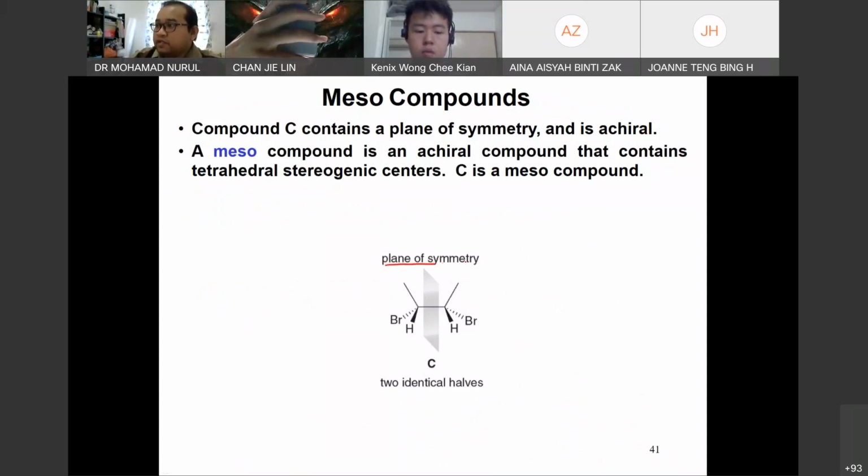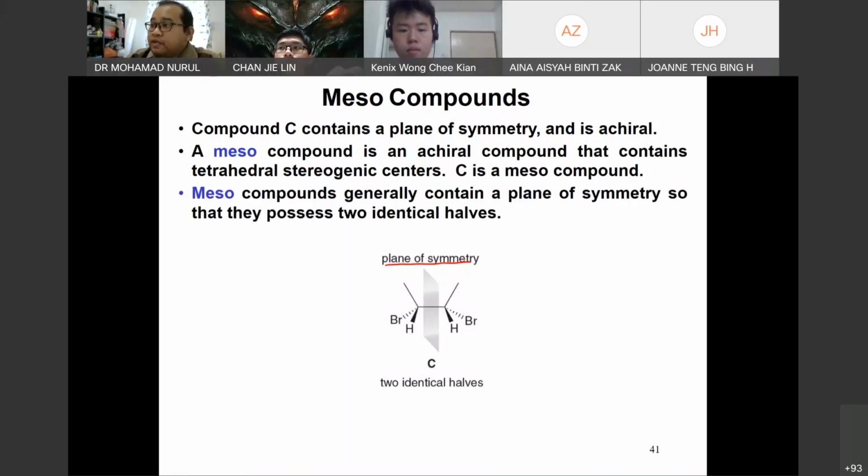So this compound is a meso compound, and it's an alkyl compound that contains tetrahedral stereogenic centers. And the meso compound generally contains a plane of symmetry. This is the keyword. If we have a plane of symmetry, we can conclude that this side of the compound and this side of the compound are similar, including the orientations.